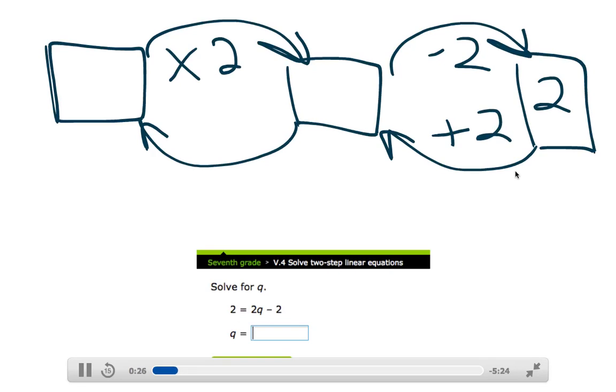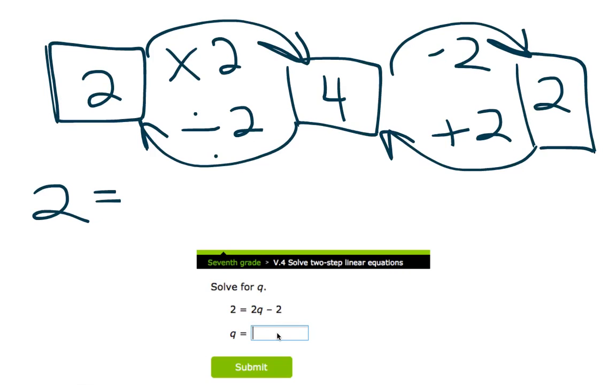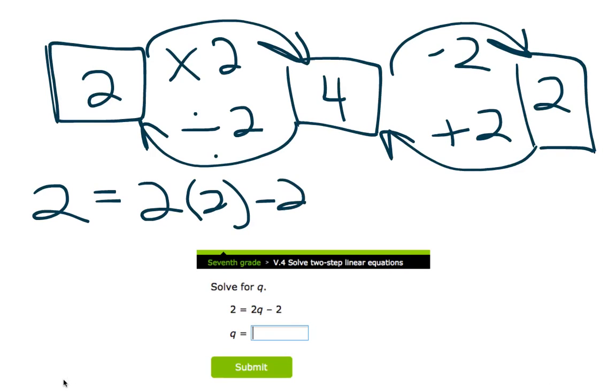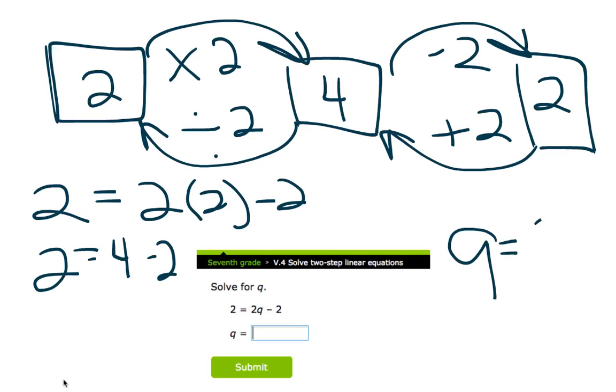Now I'm going to work backwards. I'm going to add 2. 2 plus 2 is 4. Then I'm going to divide by 2, and my answer was 2. So that's what goes right here. If anytime you want to stop this video, just hit pause. I'm going to go fairly quickly. It's just 5 minutes to do about 5 problems. So Q is equal to 2 in that case.